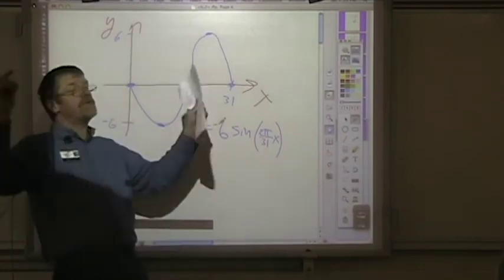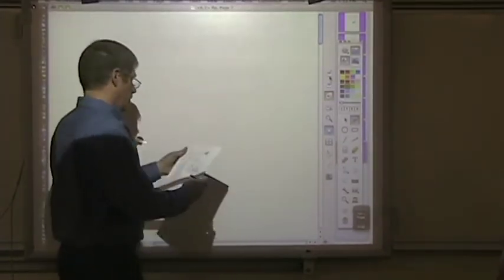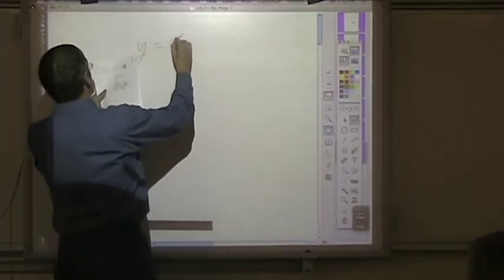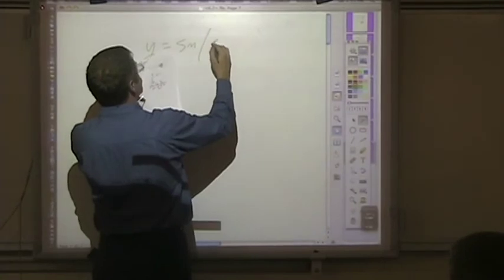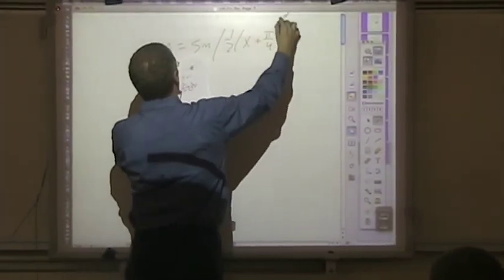Now, this really is the last problem. The last problem is to look at y equals sine of 1/2 times x plus pi over 4.